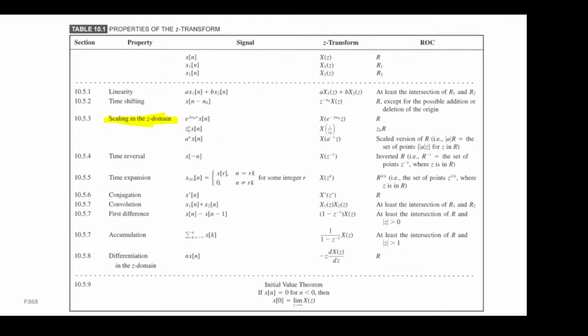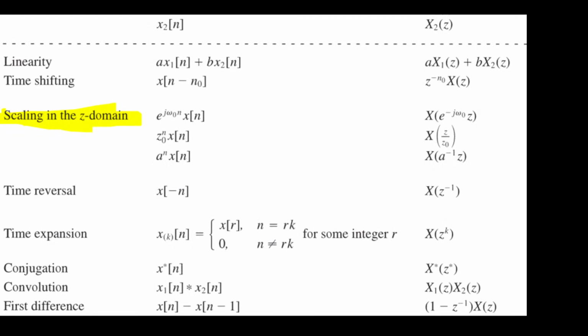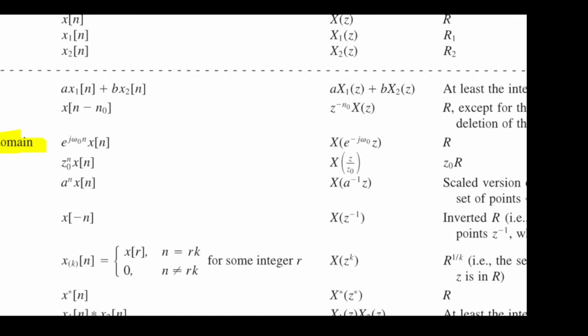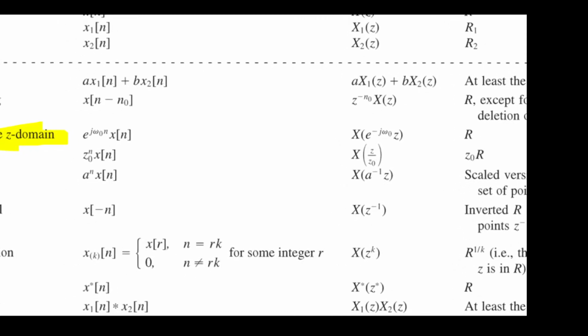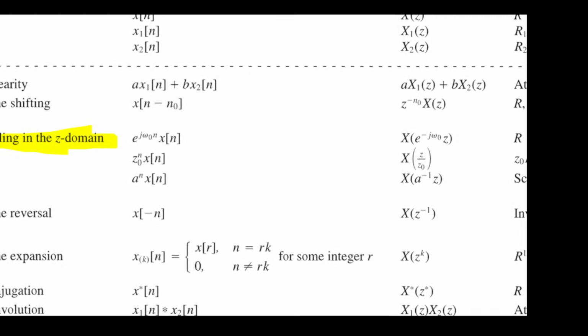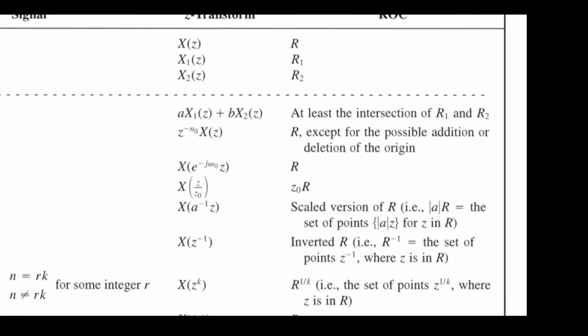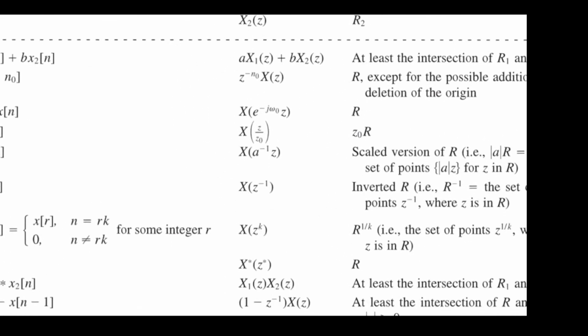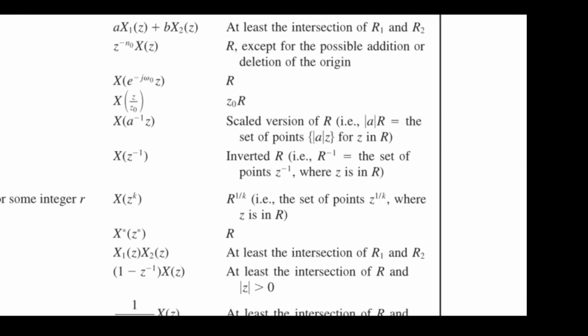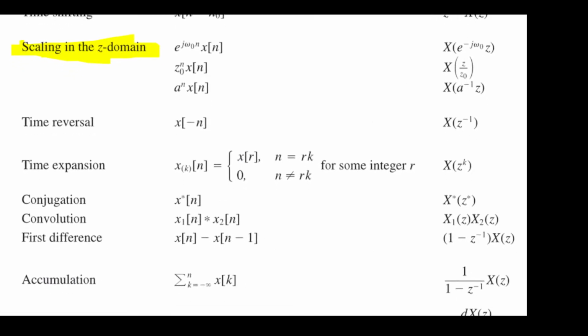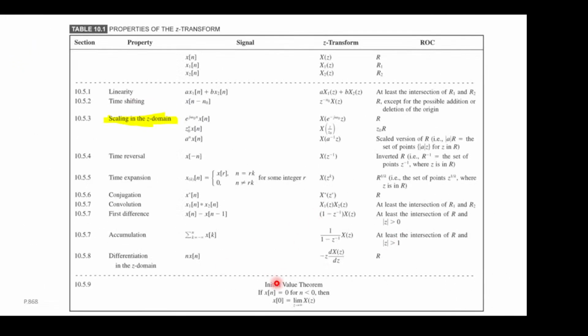You have the scaling in the z domain, and I think this is the most general form. So you want to divide your z by z0, and you will get z0 to the n in your time domain, etc. And your ROC will get scaled in a funny way. You basically multiply your ROC with z0. Okay, and that's that. And once again, we have an initial value theorem, but we don't quite have a final value theorem here.